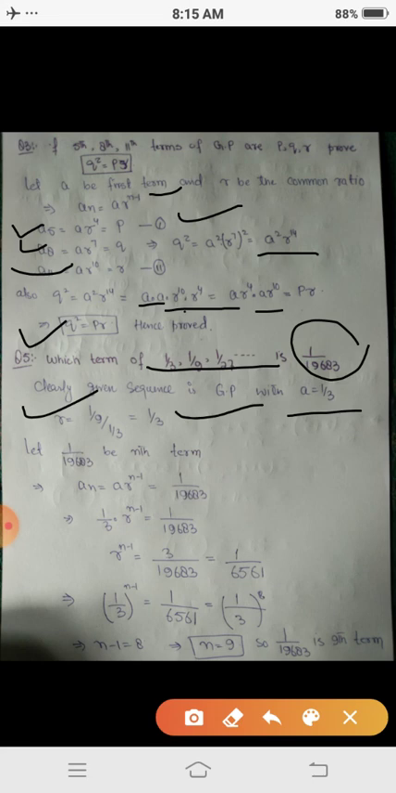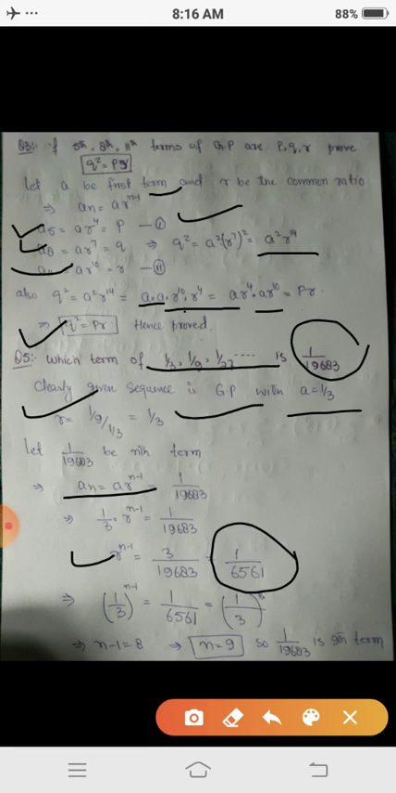Now let this given term 1 upon 19683 be the nth term, which implies that an equals a r raised to power n minus 1, which is 1 by 19683. Substituting the value a equals 1 by 3, after putting it, r raised to power n minus 1 becomes 1 upon 6561.